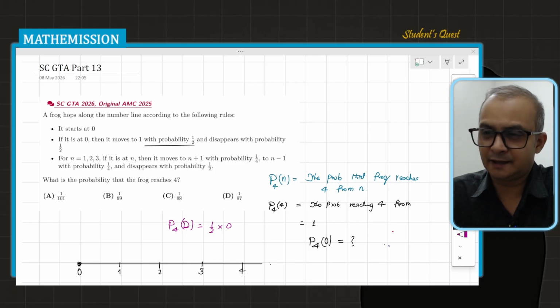And one more thing, I had decided to create a video on recurrence probability, but I'm not getting time. But still, I think that this problem will work to make the concept a little bit clear.